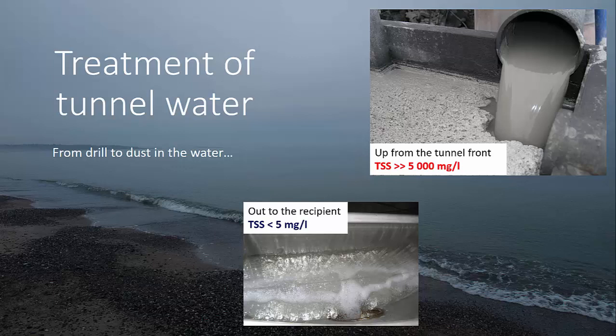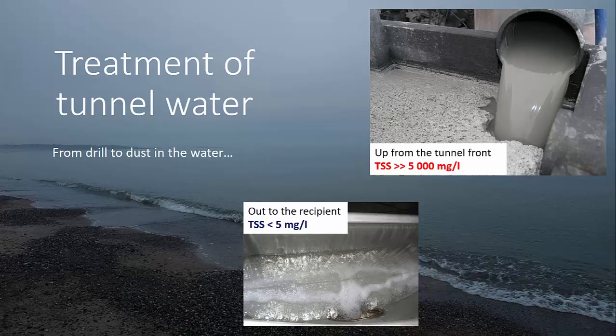Now, before I continue, just a short note on suspended solids or particulate material. From the tunnel front, you can have concentrations well above 5,000 milligrams per liter. Compare that with raw sewage water, where you might have somewhere in the range of 200 to 350 milligrams per liter. And the treated water in this case is quite close to drinking water. The TSS is not measurable, so as you see also in the picture, it is very clear water.